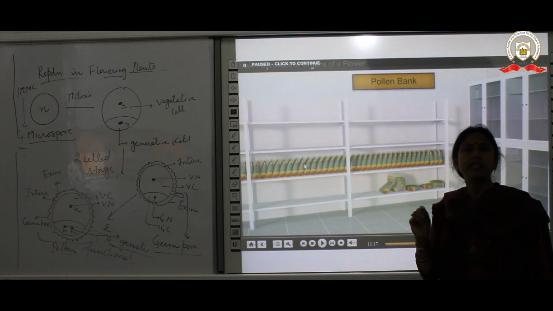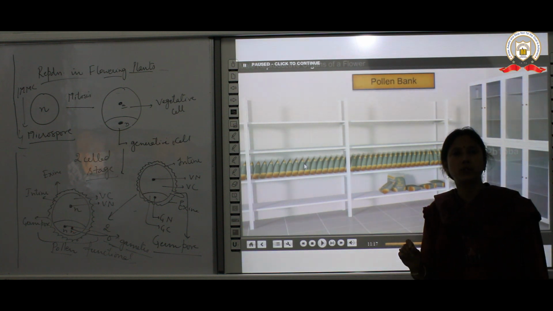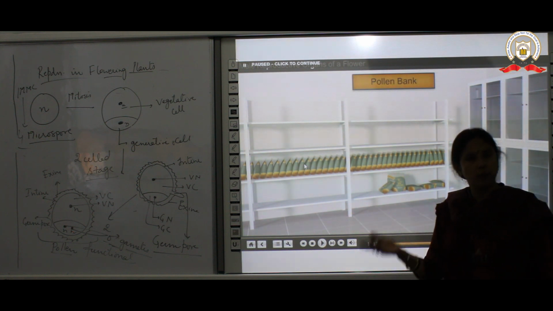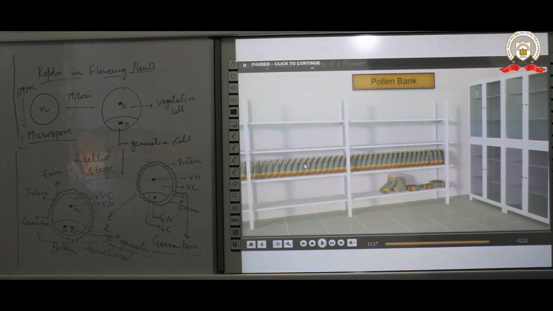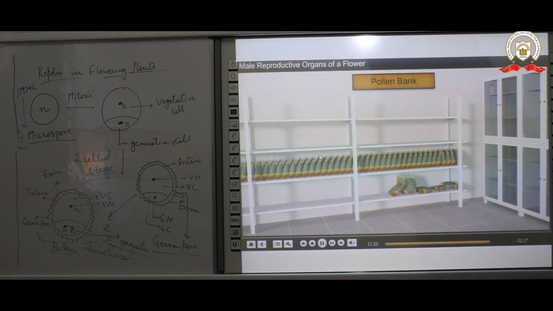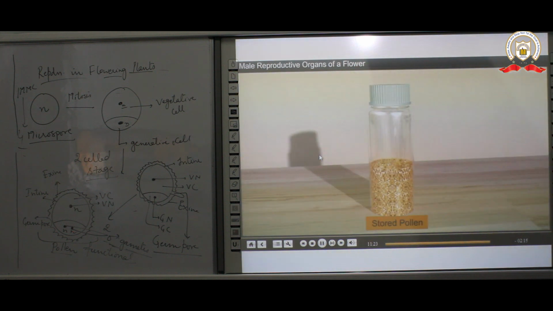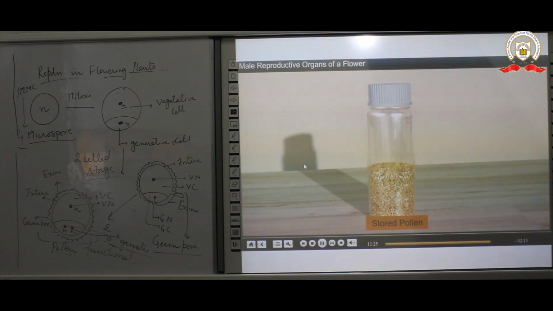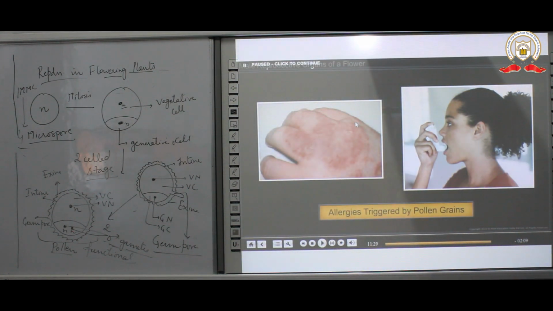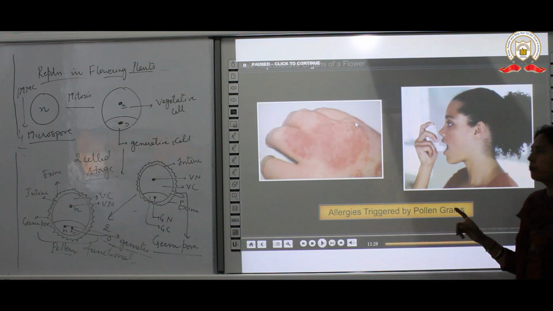It is at minus 196 degrees Celsius, in liquid nitrogen. The pollens remain viable, and as and when desired, they can be brought back to normal temperature and can be used for the process of fertilization. 196 degrees centigrade. The pollen is later used in plant breeding programs. So, pollens are conserved by the process of cryopreservation, so that they can be used in future also.